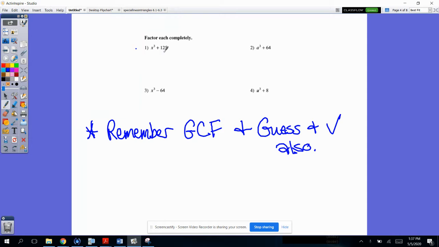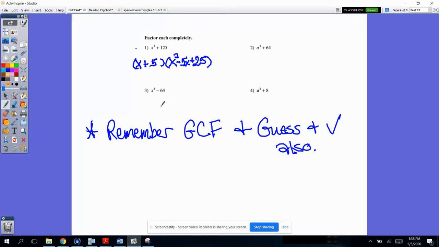Okay, so this is a sum of two cubes. So you need a 2 parenthesis and then a 3 parenthesis. And then we take the cube root, which is x. You keep the sign, plus. Cube root of 125 is 5. Then you square the first term, which is an x squared. Square the last term, which is 25. Multiply those terms together, which is plus 5x. Change the sign, which is a minus 5x.